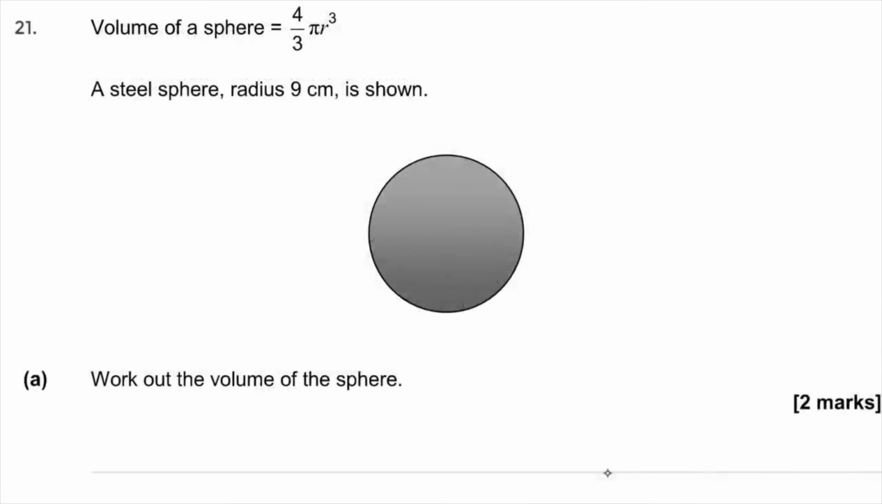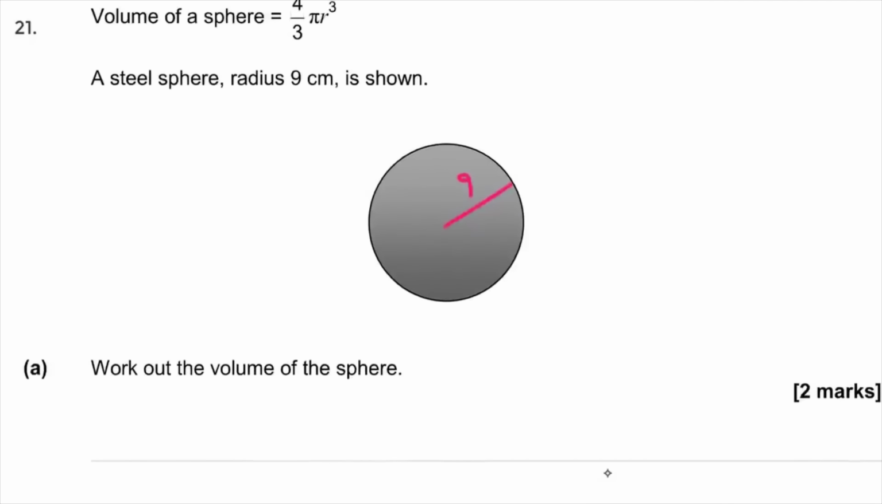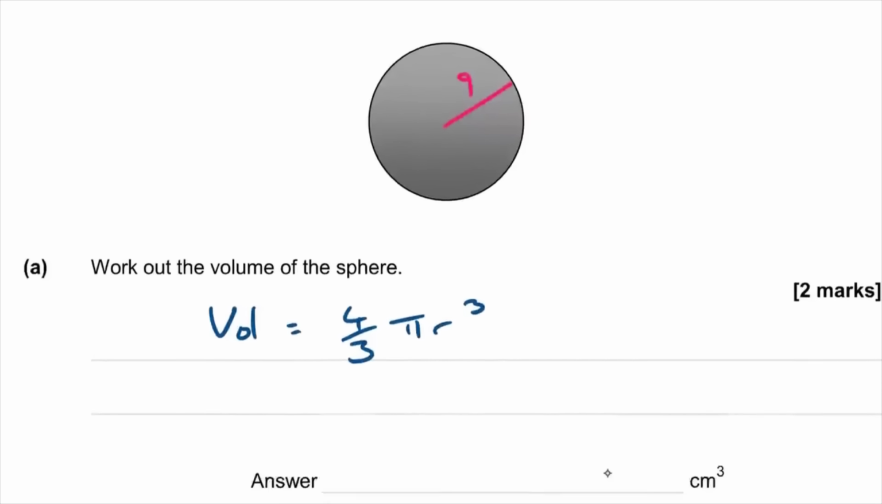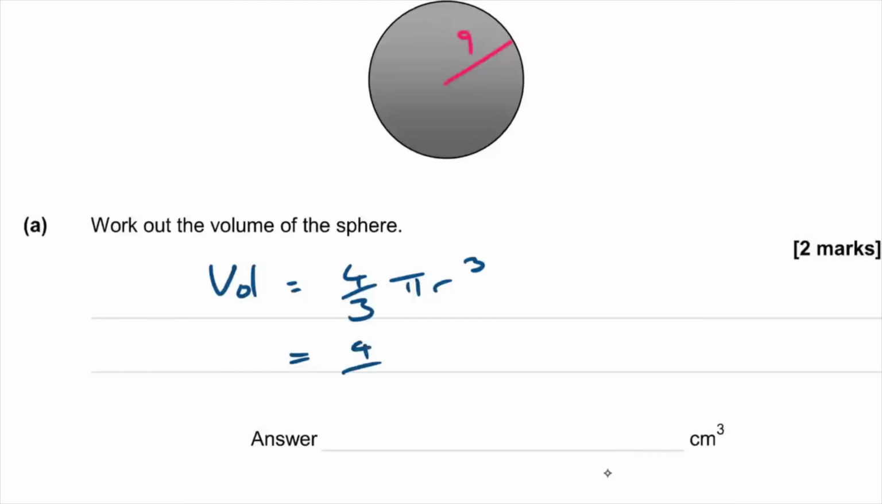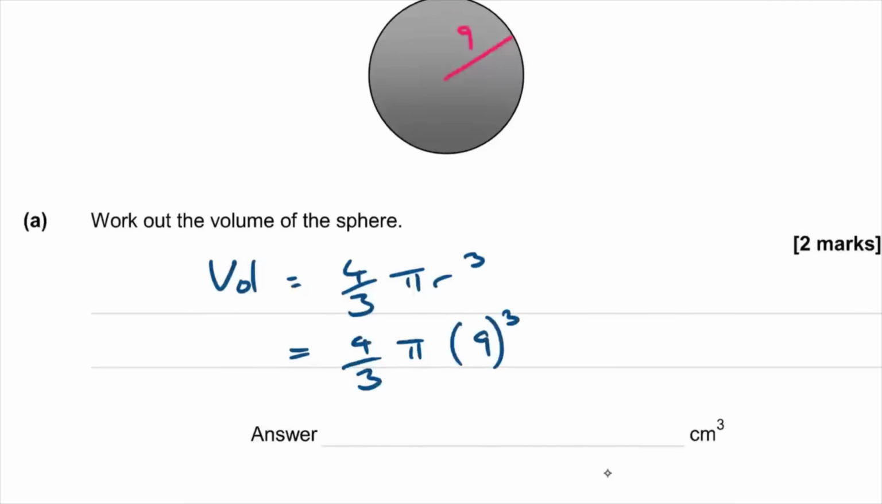It has helpfully given us the formula for the volume of a sphere, which is 4/3 pi r cubed. And we're told that the steel sphere has a radius of 9 centimeters. So from here to here is 9. Work out the volume of the sphere. So this is just really subbing into that formula. So volume is equal to 4/3 pi r cubed, which is 4/3 of pi times 9 cubed.